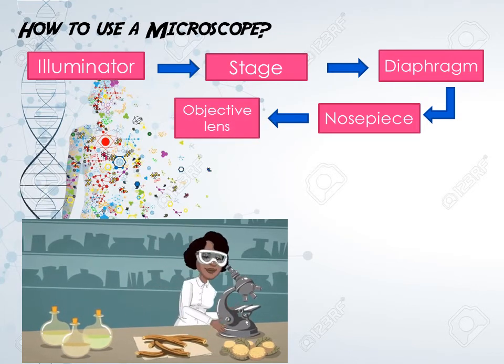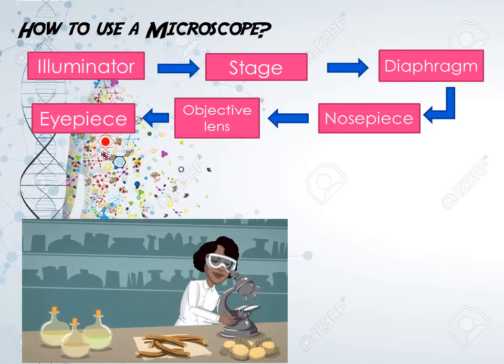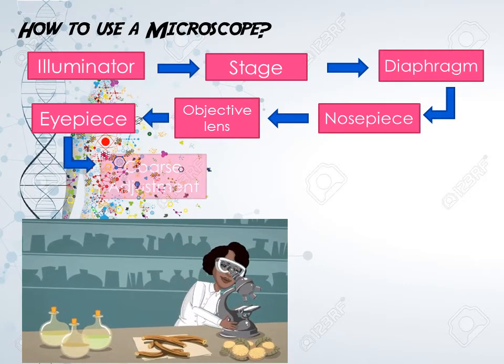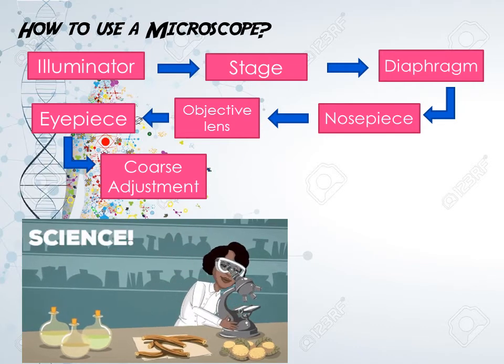Look through the binocular eyepiece and adjust the diaphragm until the amount of light is satisfactory. More light is better than less light, but the comfort of the viewer's eyes should also be taken into account. Then turn the coarse adjustment knob until the specimen comes into broad focus.